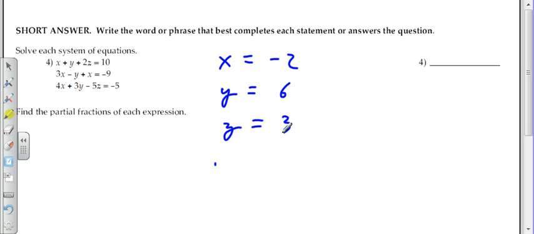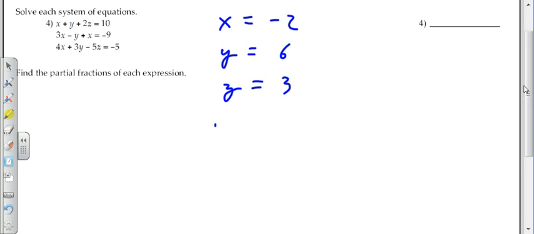And I'd be done. All right, now, if I didn't want to do that, I could do something else. Well, let's see, minus 2 plus 6 plus another 6 is 10. Yes, it is. So it checks in the first equation.